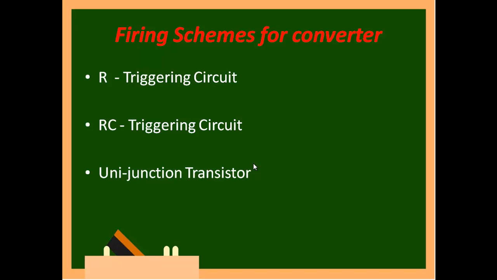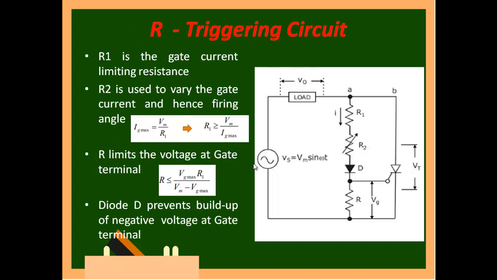So now in your syllabus you have R firing, RC firing and UJT firing. So today let us discuss only R firing and RC firing. So in R firing, see, this is the thyristor which you want to fire. To fire this thyristor, I need an alpha. That alpha is made by this R.